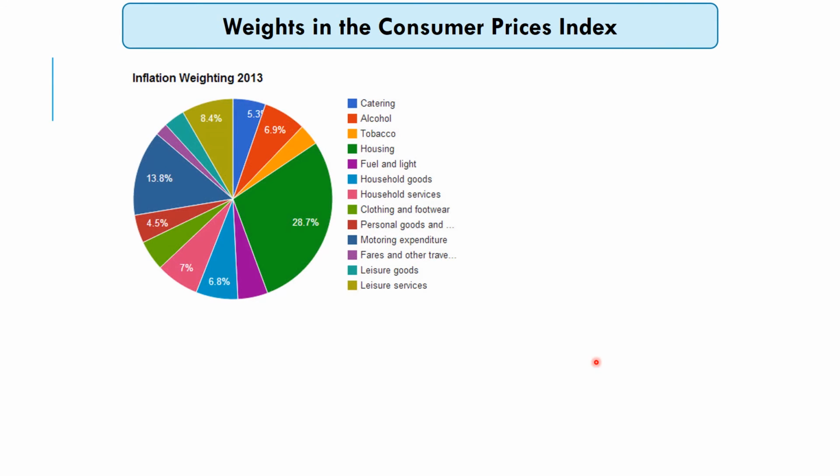So what they will do is they will weight the prices, because let's be honest, if the price of a Ferrari goes up by a lot, that probably doesn't affect most people because we're not buying Ferraris every week. So they will look at how much money people are spending on each type of product or service, and then weight that accordingly within the index.